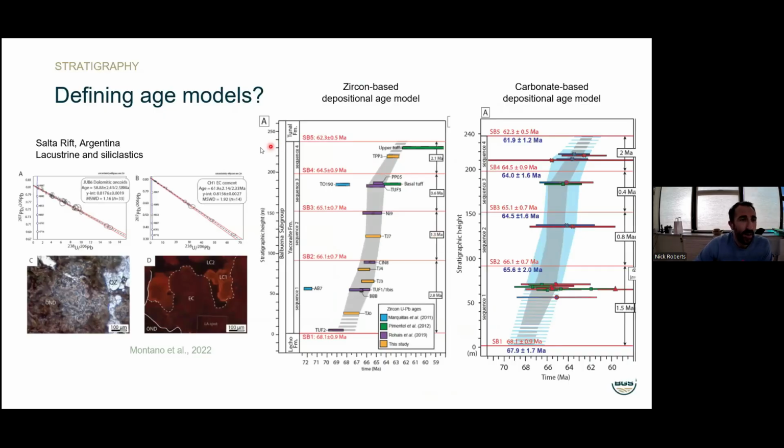Can the carbonate methods be used to define age models of stratigraphic sequences? This is going to be attempted in several areas where we have constraints from other chronology. On the left here is the zircon-based depositional age model for a sequence within Argentina. You can see their carbonate-hosted model, although slightly more precise, overlaps nicely with the zircon model.